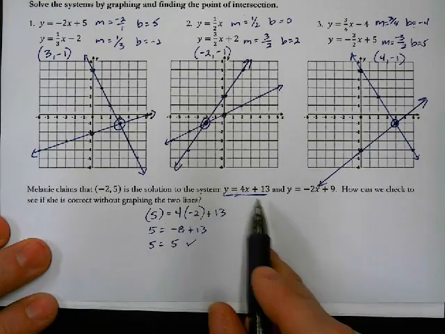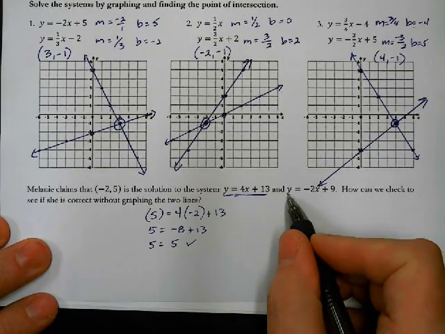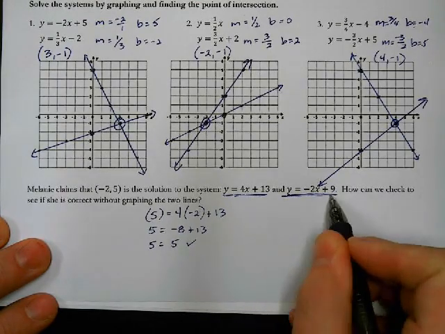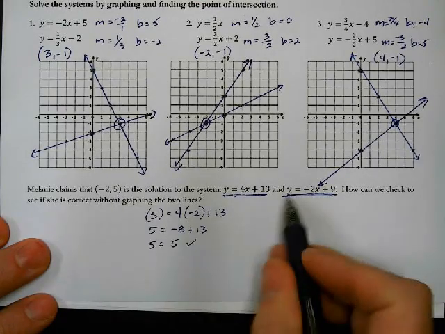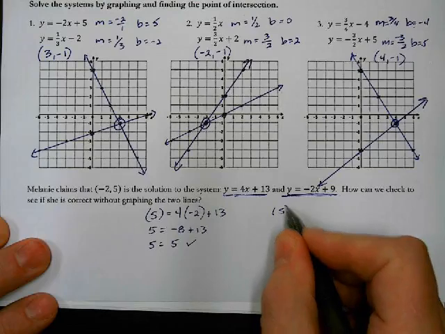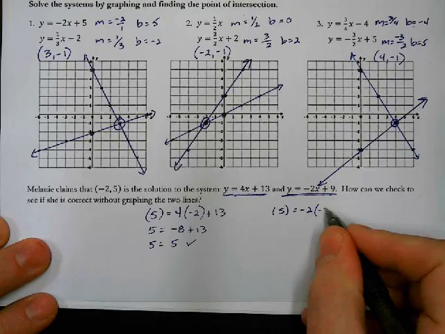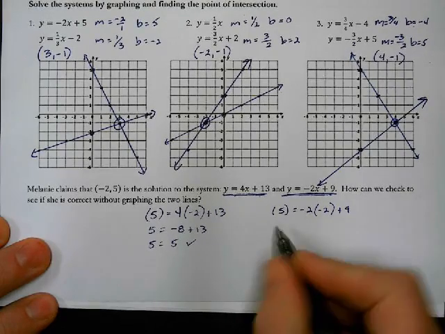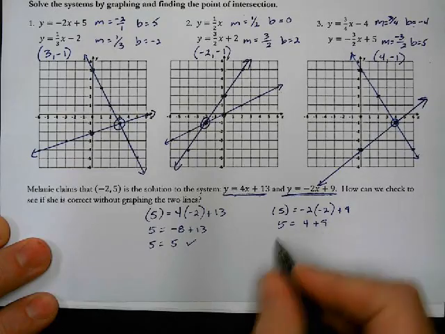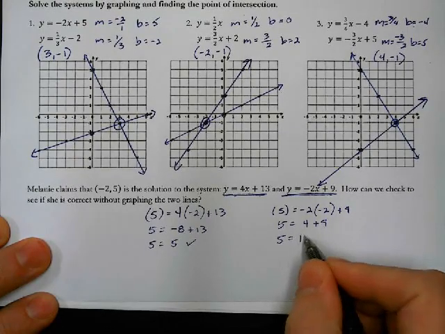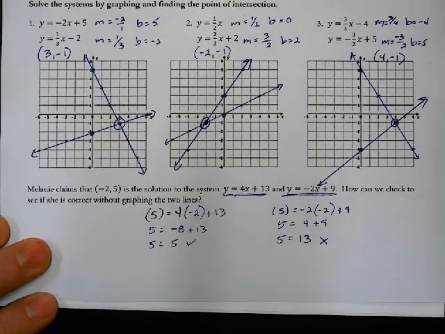But it's only a solution to the system if it works for the second line as well. So we have to test both of them. Let's plug in 5 for y, and instead of x, we plug in -2. We get 5 equals 4 plus 9, and 4 plus 9 is 13. That is not a solution for that one. So this point is not on this line.